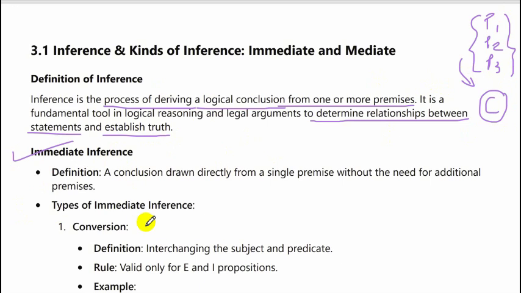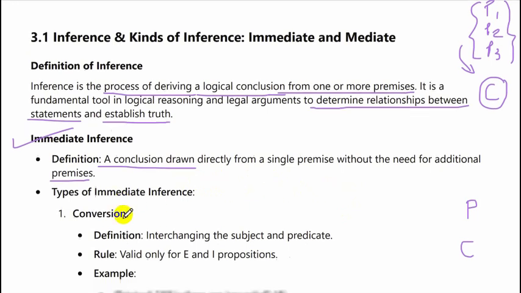Now let us look at what is immediate inference. In immediate inference, a conclusion is drawn directly from a single premise. So we don't need multiple premises for drawing a conclusion. From one premise, we straight away draw a conclusion without the need for additional premises. This is the most important definition for immediate inference. Only one premise is needed to draw a conclusion. No additional premises are required. That is, a conclusion is drawn directly from a single premise.